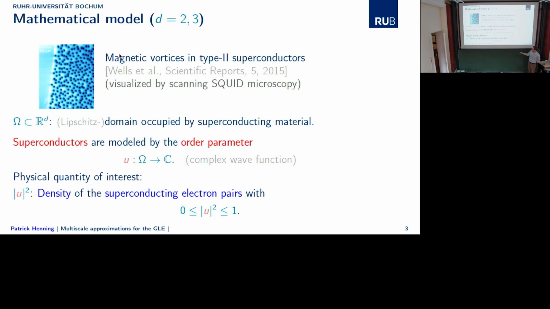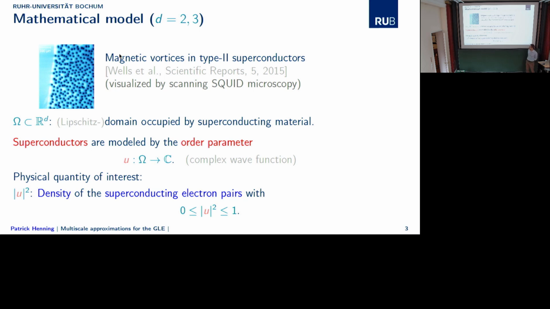This is a real-valued quantity, which is between 0 and 1, and that's actually the density of your superconducting electron pairs. If you measure locally 1, that means you have a perfect superconductor. If it's 0, it means your superconductor is destroyed, nothing is working, and then you have values in between. But this is basically the quantity that we are interested in.